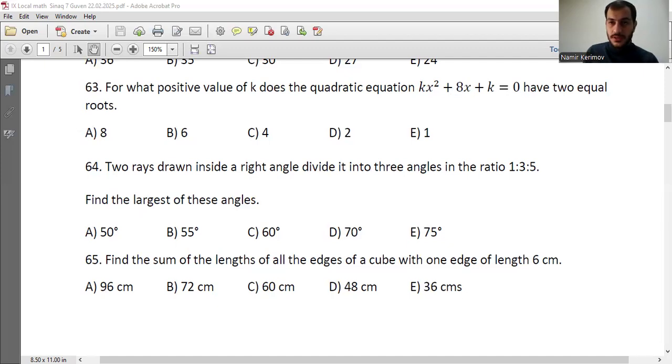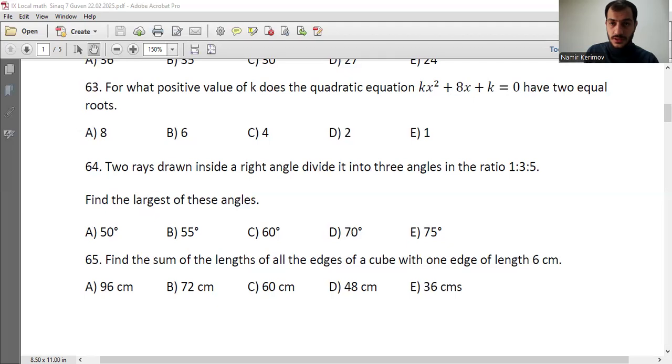And we know that here a equals k, it's a variable, b is 8, and c is also k. Then we can just substitute, because we know that b squared minus 4ac is the formula for finding the discriminant, and that should be 0. So 8 squared minus 4 times k times k should be 0. So 64 minus 4k squared equals 0.